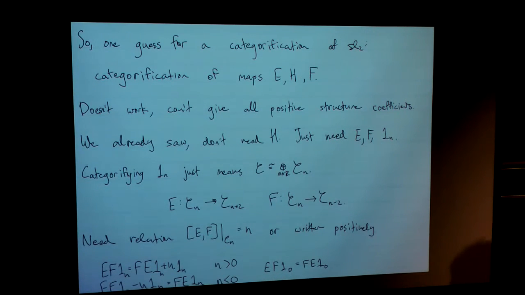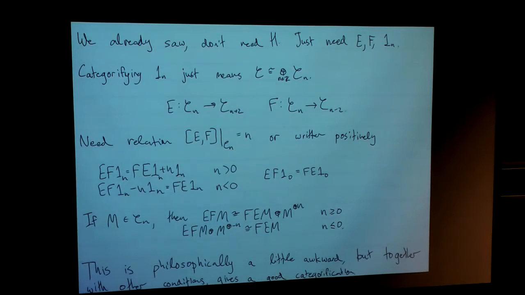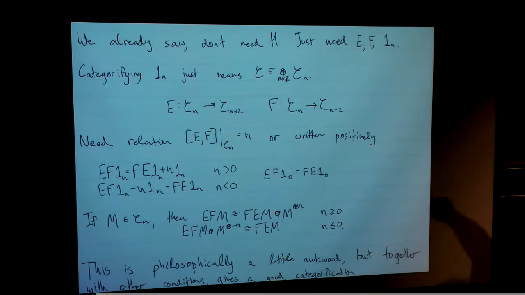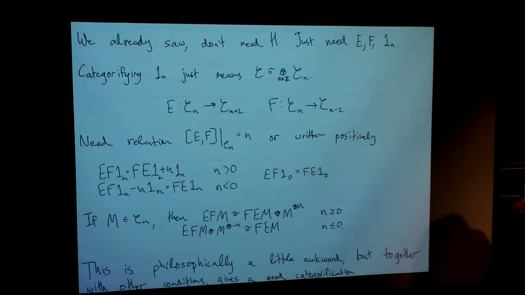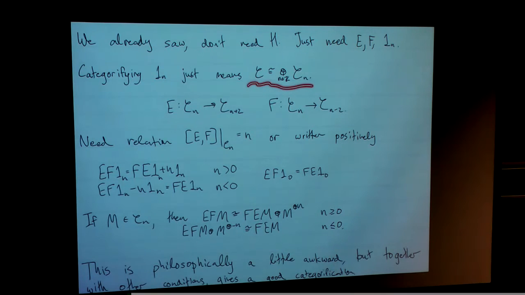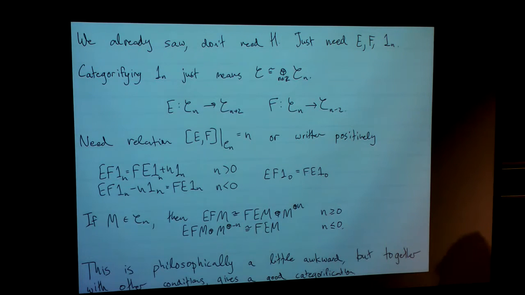All right. So as I said, we could kind of guess that a categorification of a representation of SL2 should be a categorification of E, H, and F, but that doesn't work. You can't get this positive structure. But we don't really need H. So I'd rather categorify the maps E, F, and 1_n. So what does it mean that I categorify 1_n? Well, it means that I have a category that corresponds to my SL2 representation, but it actually breaks up into direct sums.